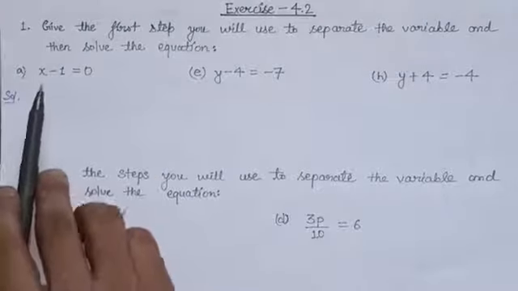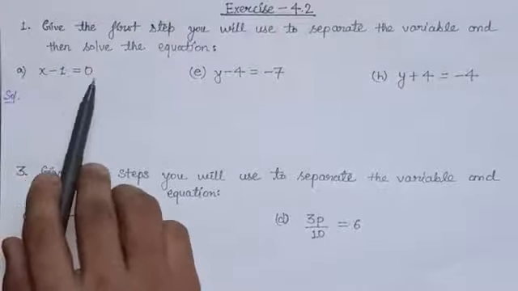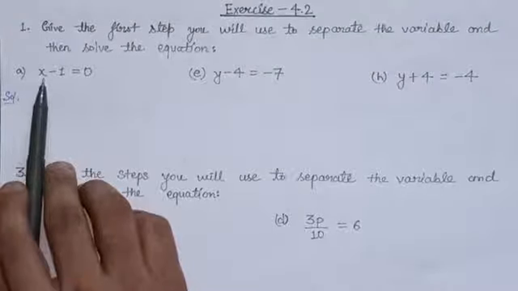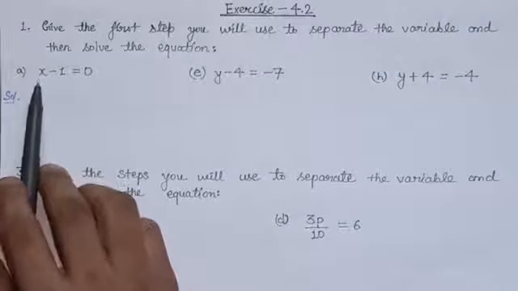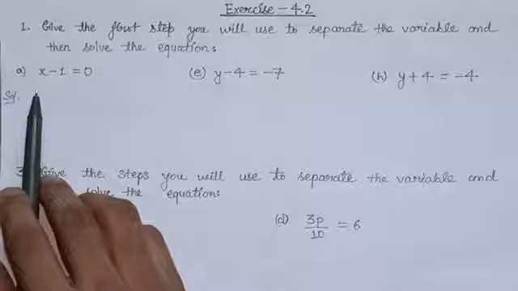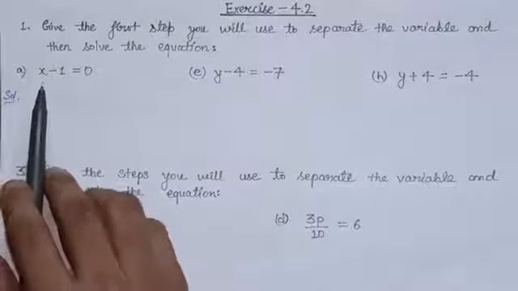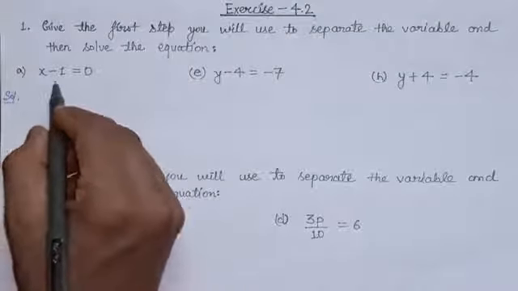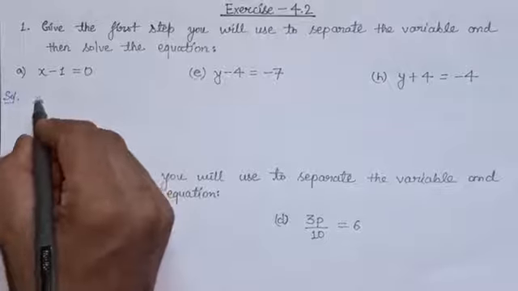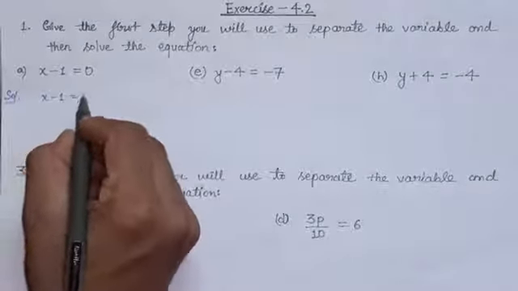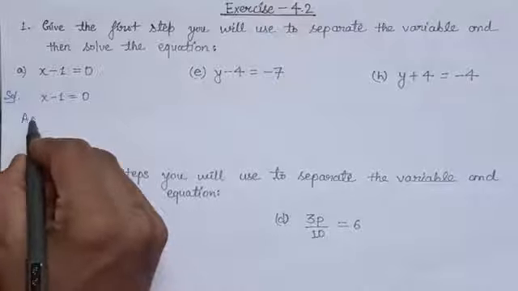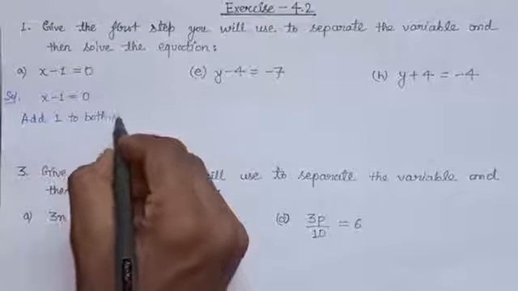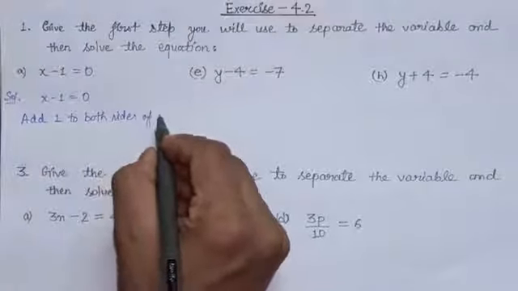So students, in this part you can see that x minus 1 equals 0. x is the variable. So we have to follow a step such that we have only x, the variable, on the LHS and nothing else. In order to obtain x on the LHS, what do we do? We add 1 on both sides of this equation. We are given x minus 1 equals 0. So add 1 to both sides of the equation.